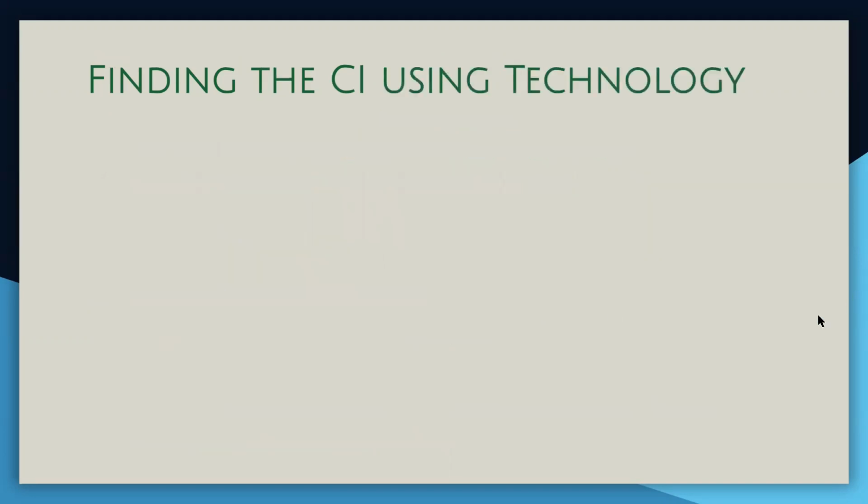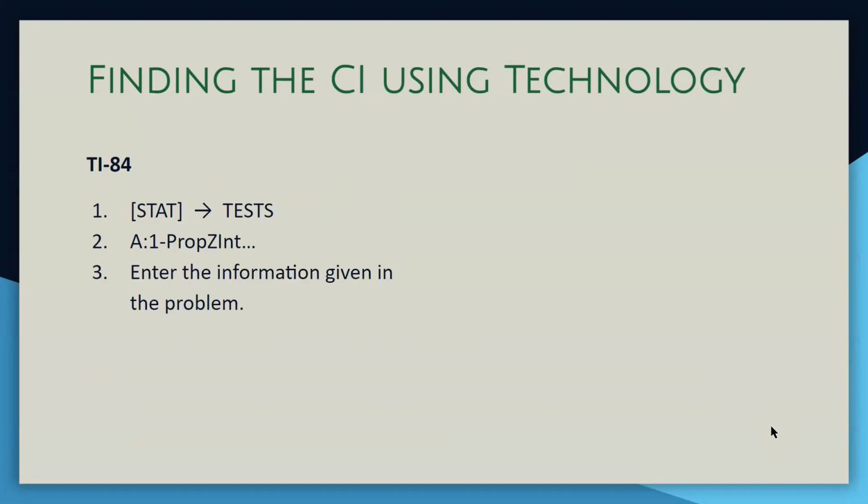With a calculator, we're going to see something very similar to the other confidence interval. So for the TI-84, STAT TESTS, you're going to have to scroll down a little farther. You're looking for 1-PropZInt. So we are doing a z interval for a single proportion. You're going to enter the information given in the problem. You will notice that the TI-84 is going to ask you for x and n.